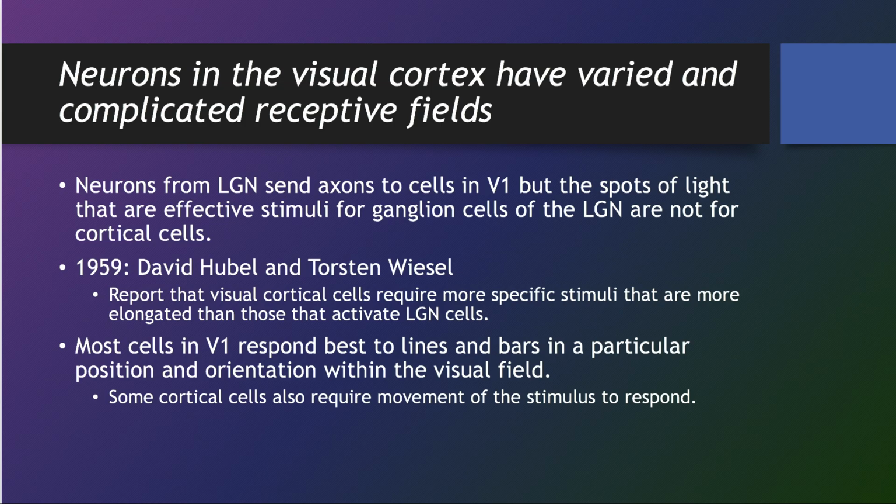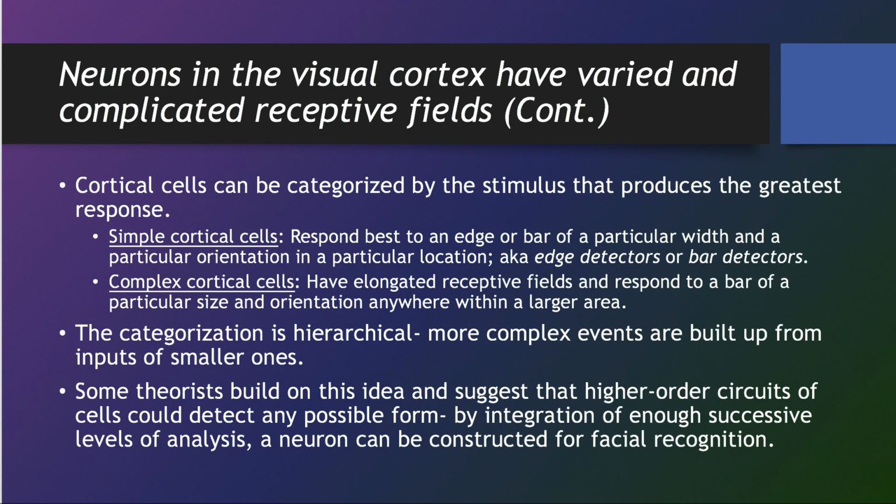Most cells in V1 respond best to lines and bars in particular positions and orientations within the visual field. Some cortical cells also require movement of the stimulus to respond. Some cells require any motion, whereas other cells require motion in a specific direction to respond. Cortical cells can be categorized by the stimulus that produces the greatest response.